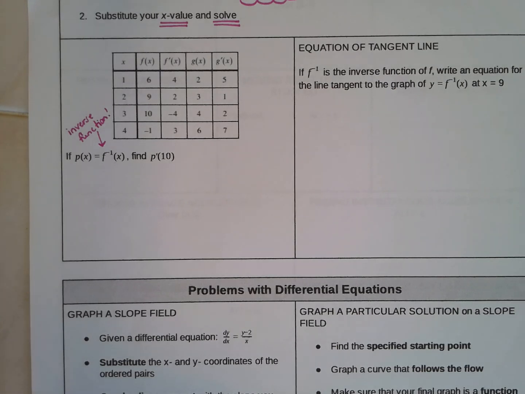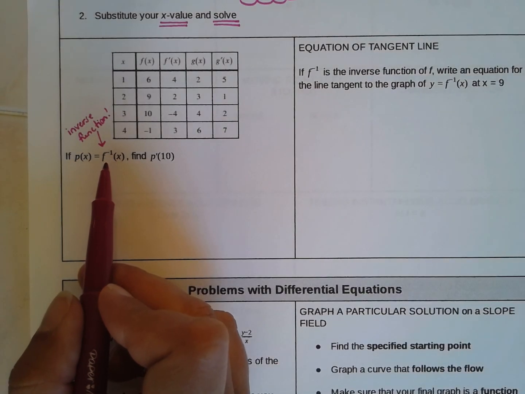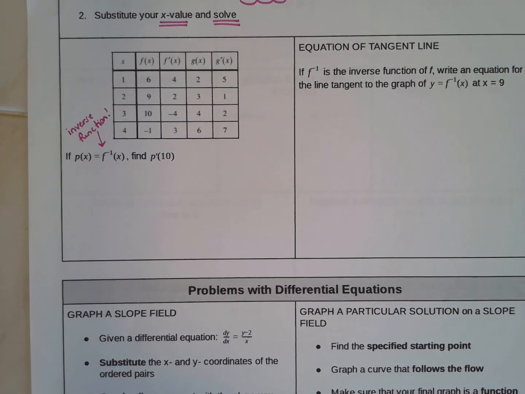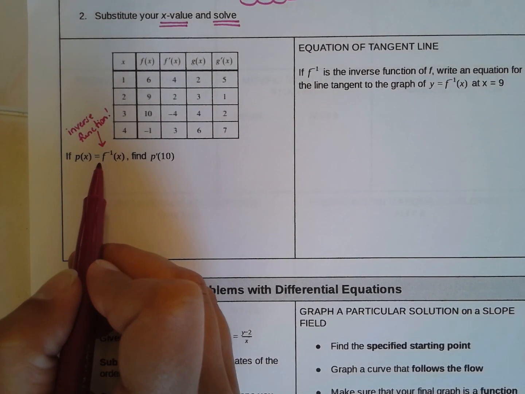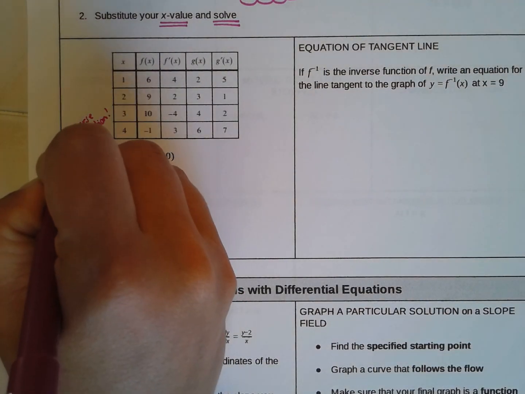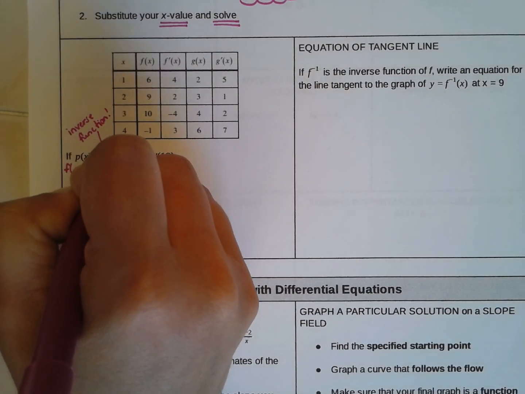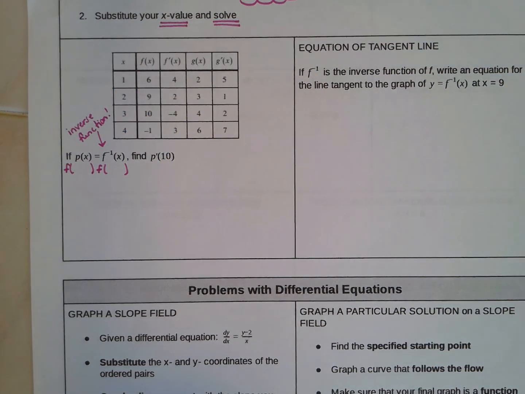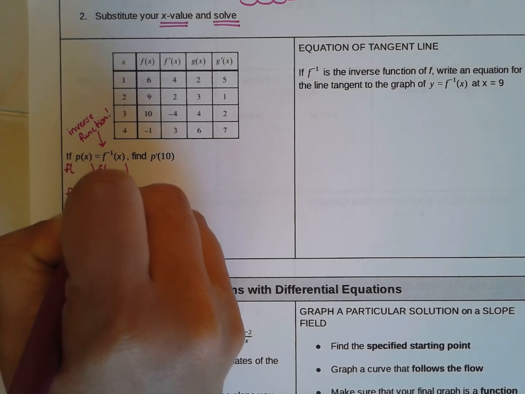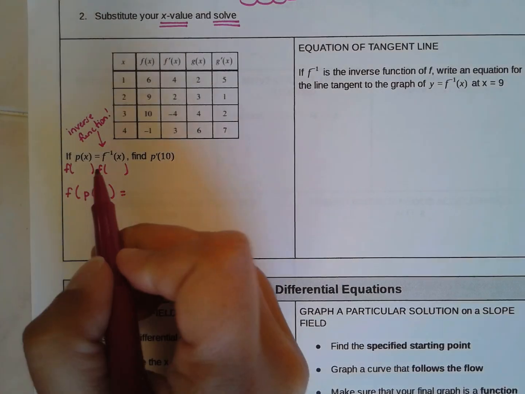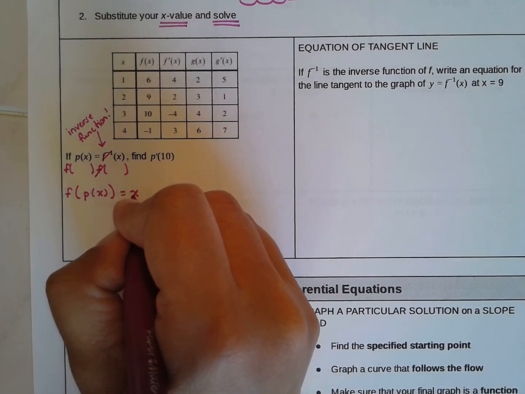Well, in order to find p prime of 10, I need to have p prime. And right now, to take the derivative of p, I would need to take the derivative of the inverse of f. Now, one thing that I know about inverses is that they're not as easy to work with as problems that don't have inverses. So my first step for these kinds of problems is always get rid of the inverse function. Now, in order to do that, we need to undo an inverse, which means use the original. So we're going to do what I call f both sides, which is a weird way of saying it, but we're basically applying the f of x function to both sides, which means we have f of p of x equals, and f inverse cancel, so we just have x.